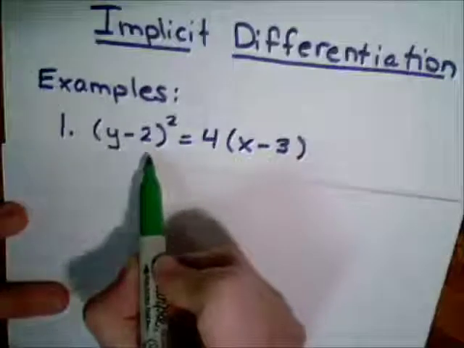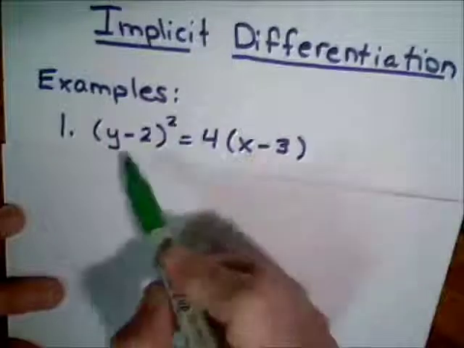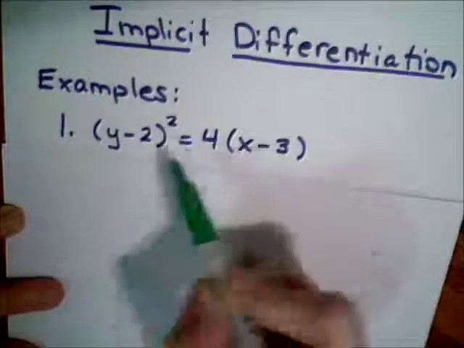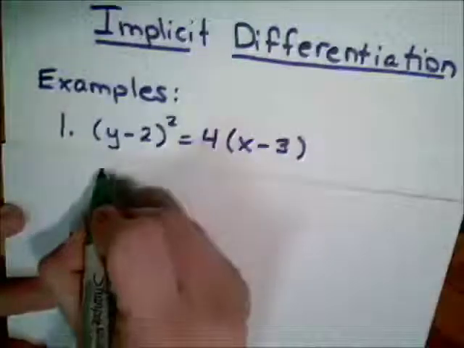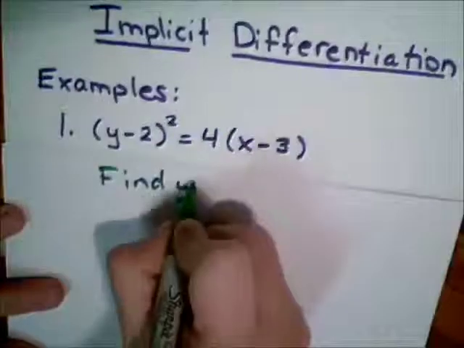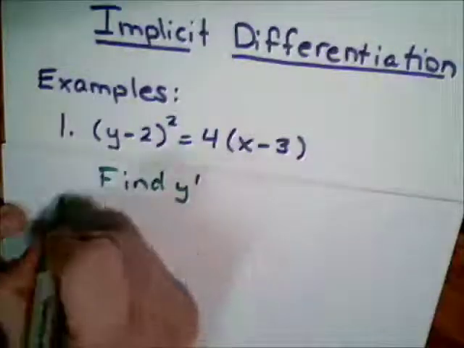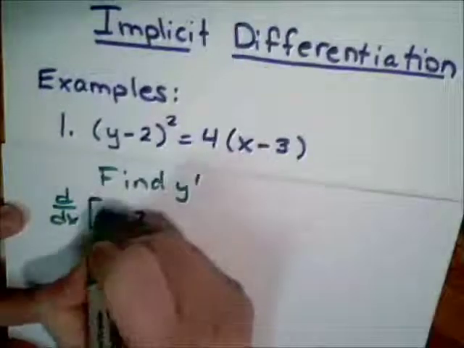So we have an equation that represents a function. Well, it's a relation among x and y. And if we want to find y prime, step 1 is to take the derivative of both sides. We're going to take the derivative with respect to x of both sides.